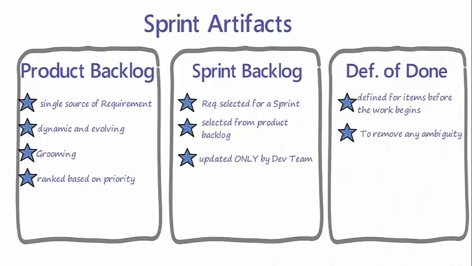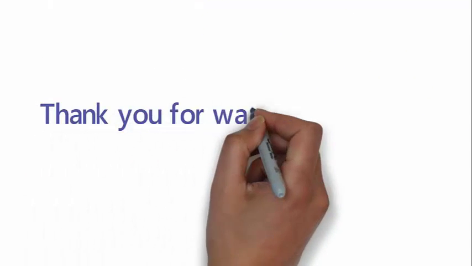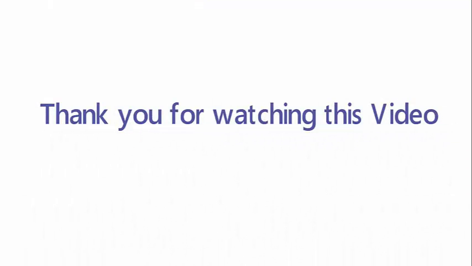We have reached the end of this video. We have covered what Scrum is and its process in detail. Then we discussed the 3 Scrum teams, 5 events and 3 artifacts involved in Scrum.